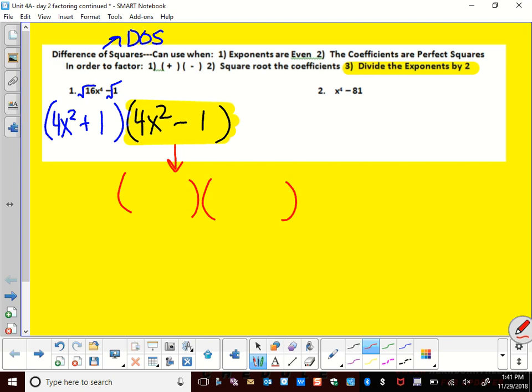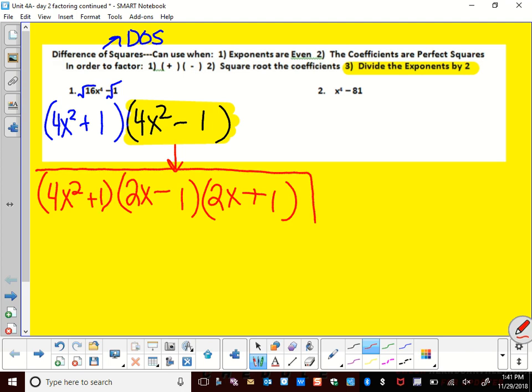I can DOTS this again because what's the square root of 4? 2. And the square root of x squared. And the square root of 1. 1. My signs are opposite, and then I bring down my original. I can't go any further. That is where my answer is.